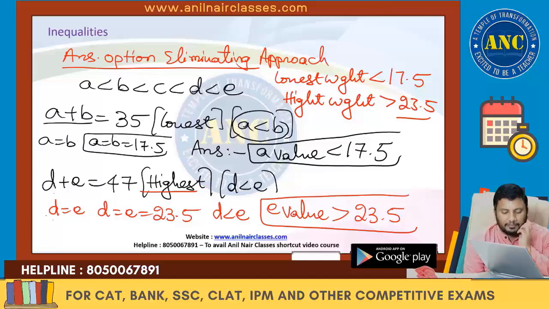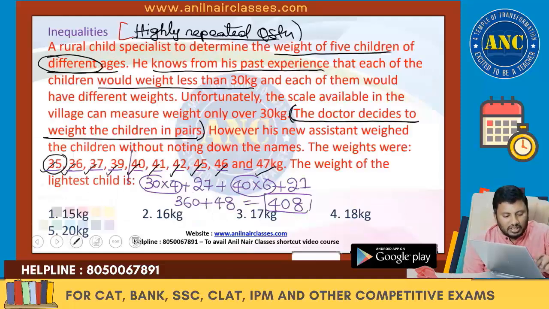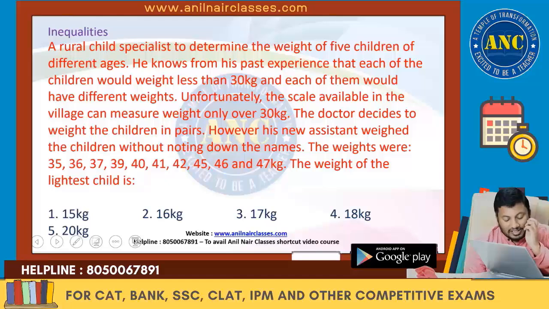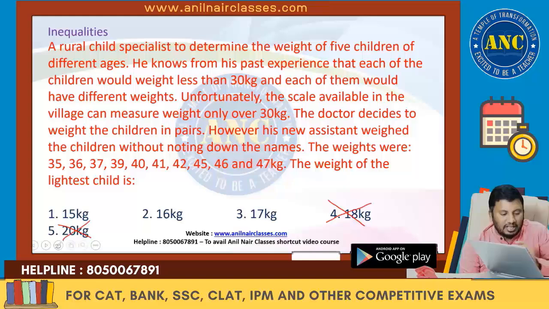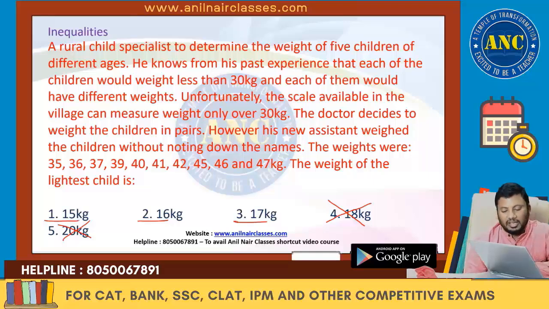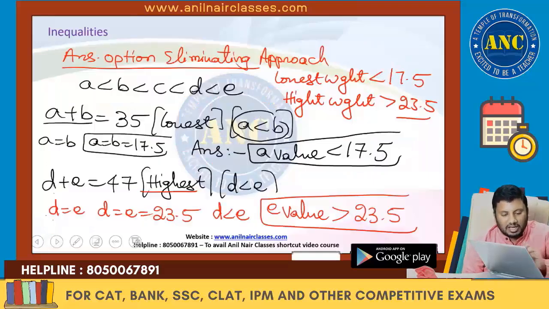Now see here. Now we will eliminate the answer options. Lowest is less than 17.5, so these options are eliminated. I hope it is clear. There are only two options which we got eliminated, 15, 16, 17. I am stuck in this.